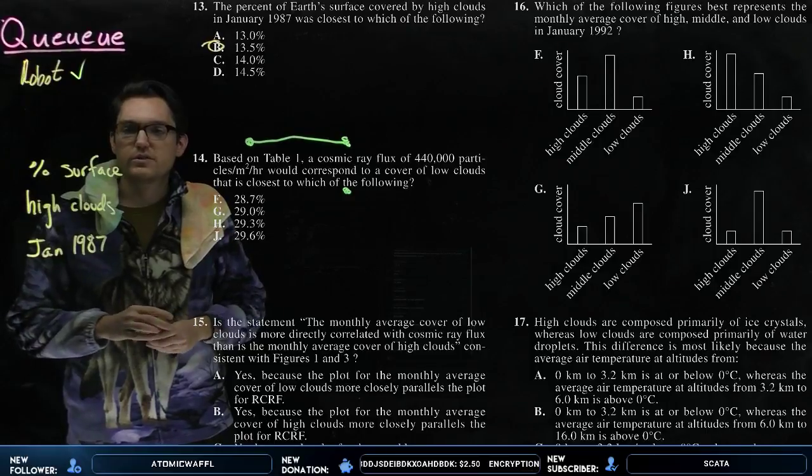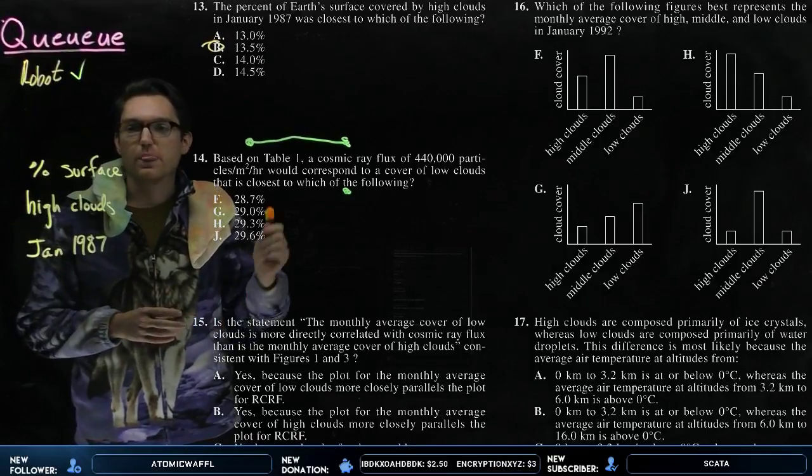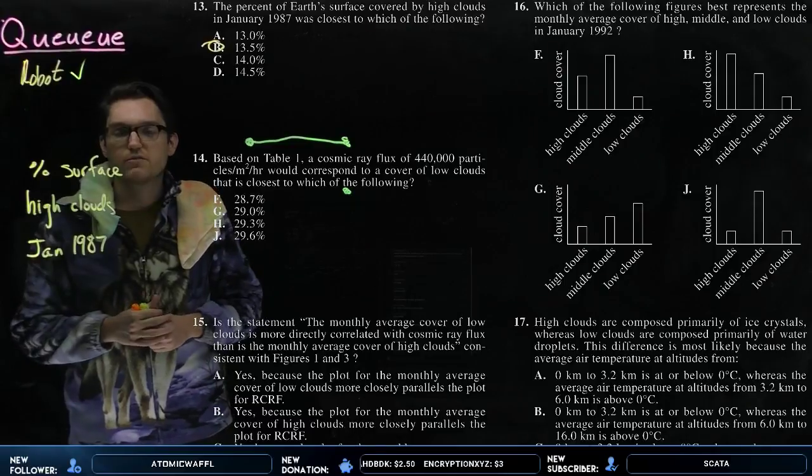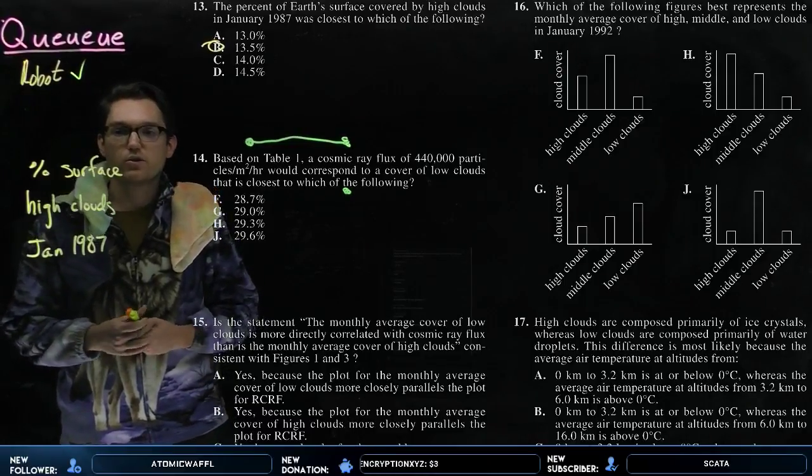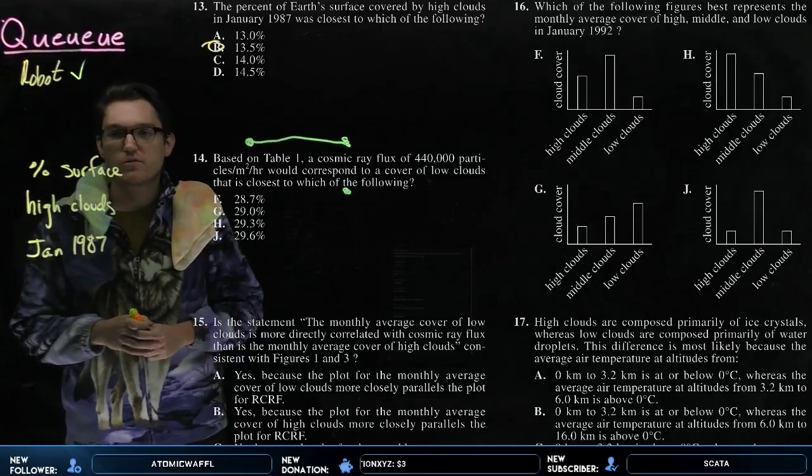Well, let's see. Number 14. Well, yeah, we'll talk about it. Okay. Based on Table 1, a cosmic ray flux of 440,000 particles per meter squared per hour would correspond to a cover of low clouds that is closest to which of the following?